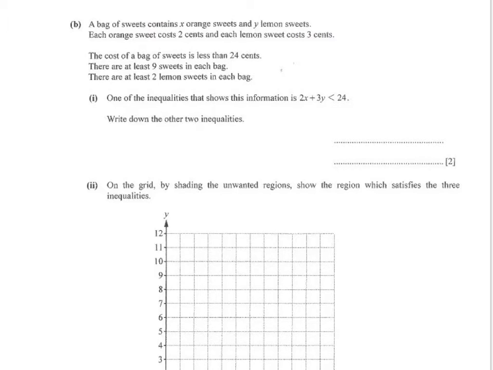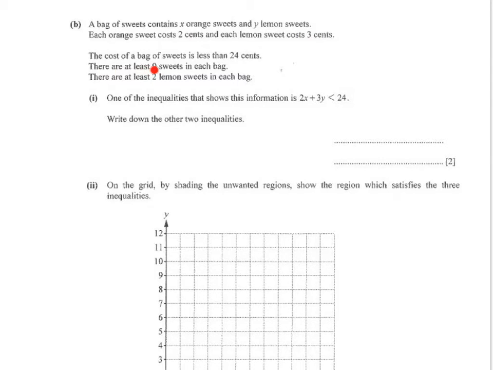So let's look at each one. The cost of a bag of sweets is less than 24 cents. So you can see here that is what this is representing. 2x is how much it costs to buy x sweets. So there are 5 x sweets and they're 5 orange sweets. That would be 10 pence on them. And 2y, so that would be 2 lemon sweets, 6 pence on them. 10, 6, that would be 16. So that finds us the total cost in terms of the sweets.